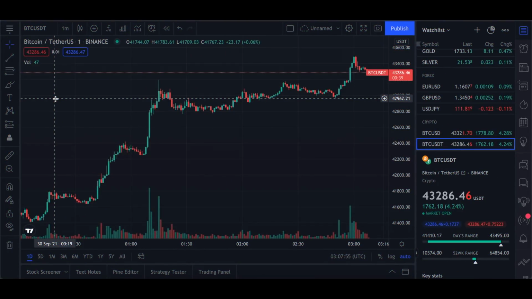Let's get into it. Hey everyone, so we're here with another quick recap of how to adjust the time frame of the chart that you're looking at.